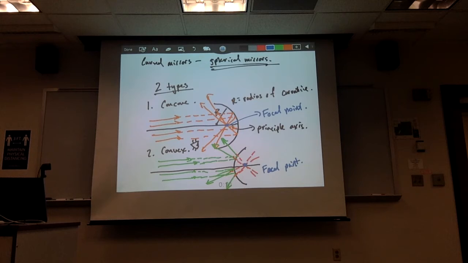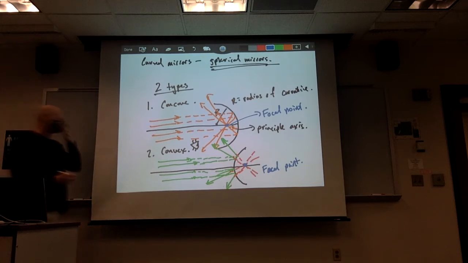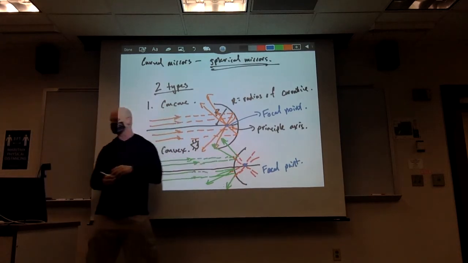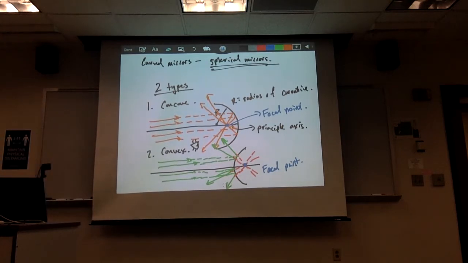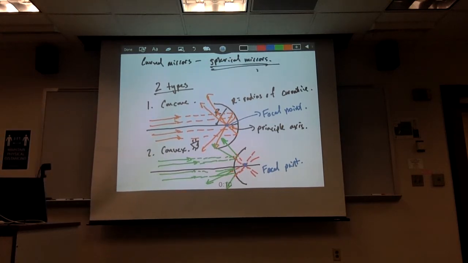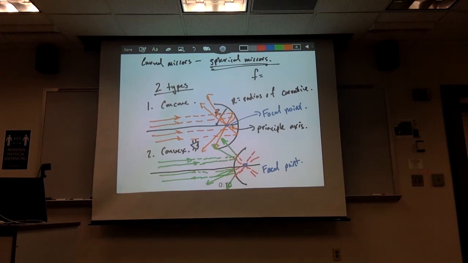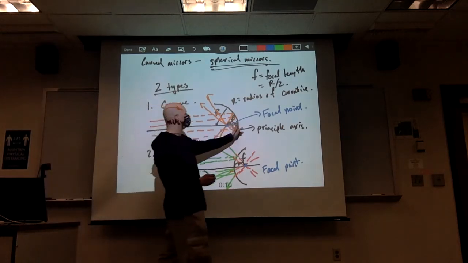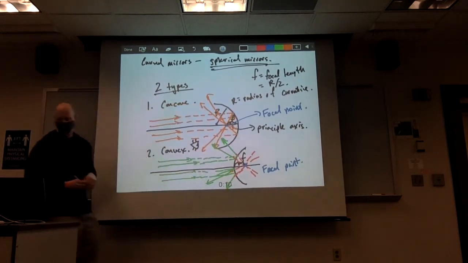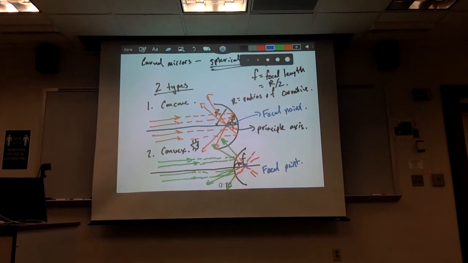Now, how do we then determine the focal points? Well, the focal point, it turns out, for spherical mirrors is directly equal to half of the radius of curvature. So we're not going to derive this, we're just going to state it. For spherical mirrors, the focal point, or what we call the focal length, F, which is the distance from the mirror to the focal point, is exactly equal to half of the radius of curvature. So this distance here is my focal length, and this distance here is my focal length. The distance from the backside of the mirror to the location of the focal point is what we call the focal length.